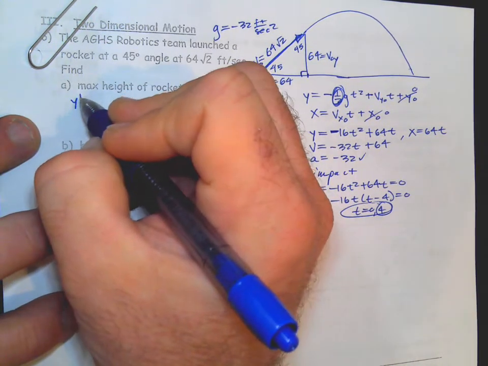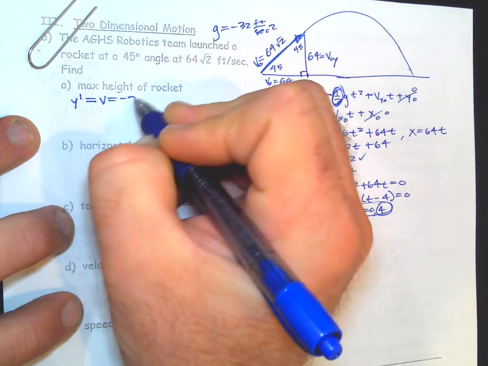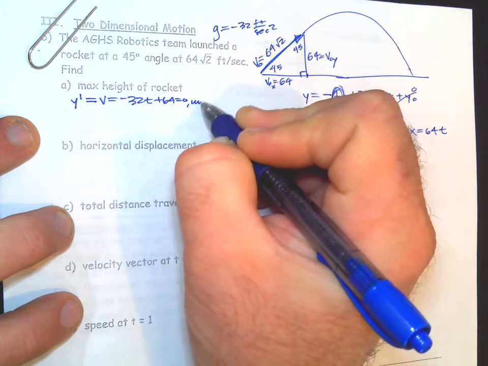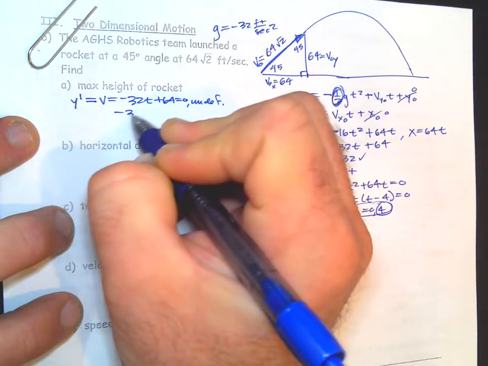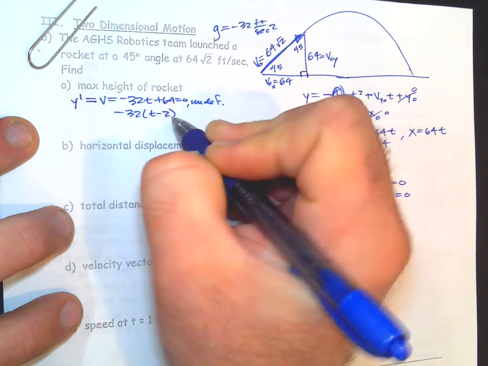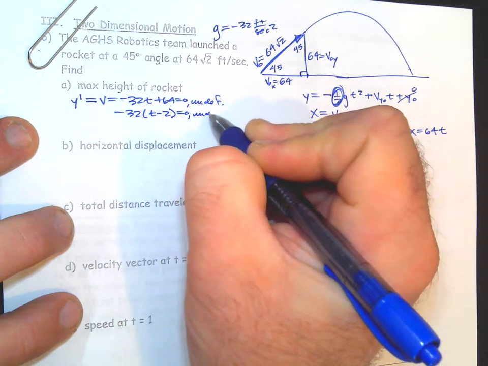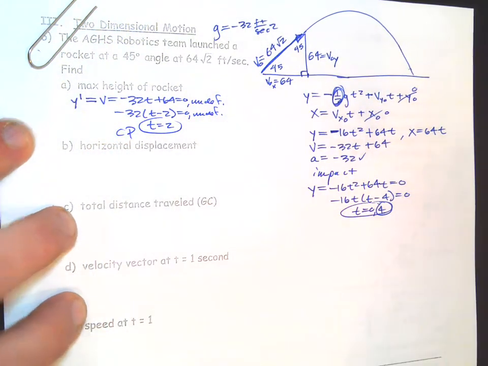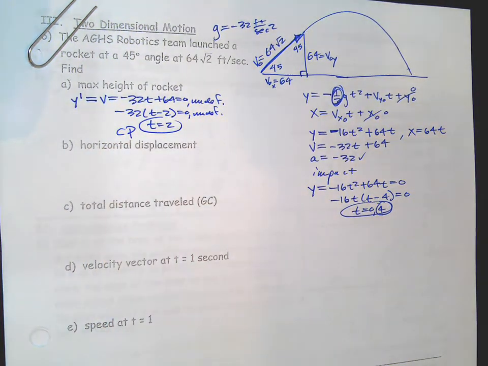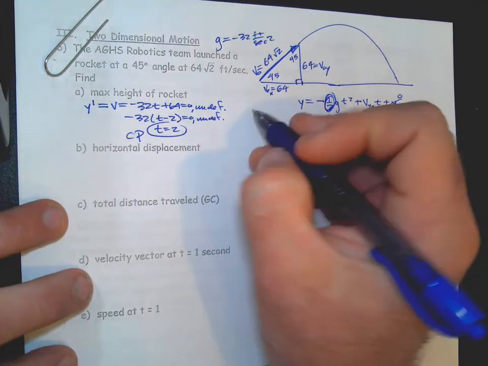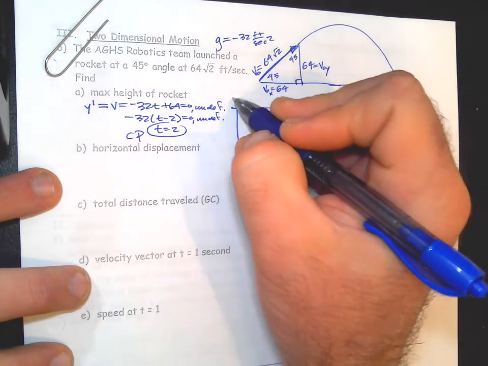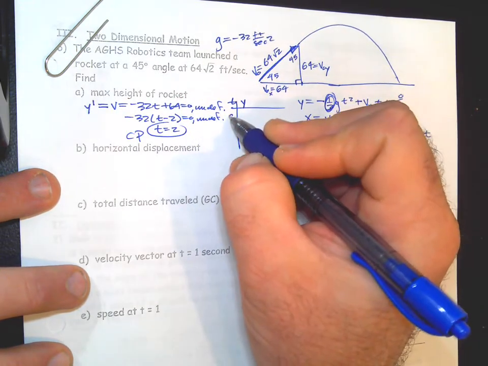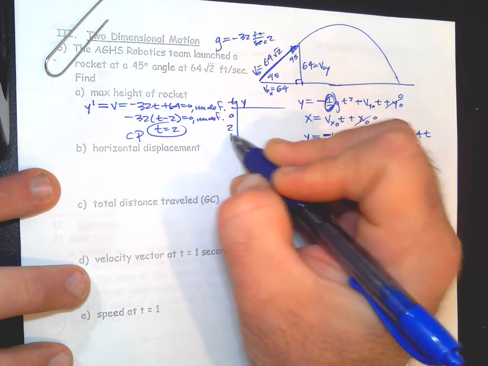So that's y prime, which is velocity, which I already wrote, negative 32t plus 64. We're going to set that equal to 0 or undefined. And then we can factor it and get our critical point. Okay. So that's our critical point, and then we're going to make a table. So time and y. So it's going to be 0, 2, and 4.